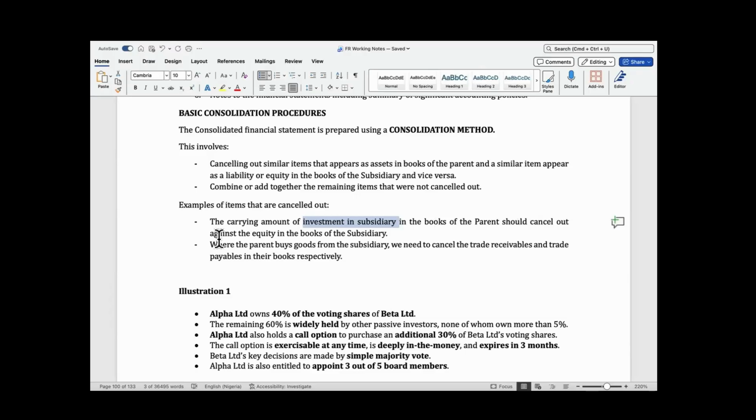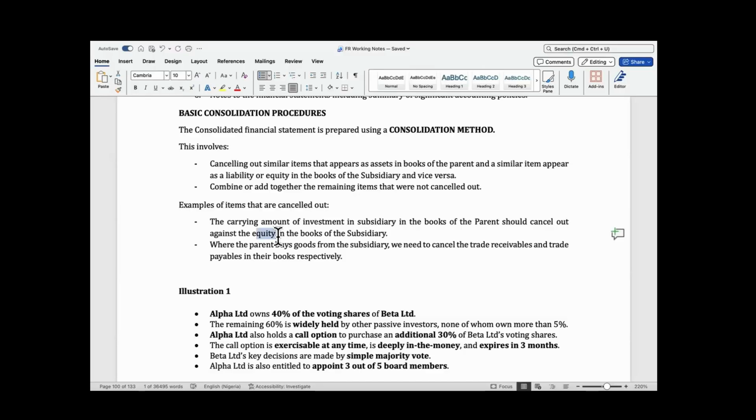So this has to be cancelled out against the equity in the books of the subsidiary because it's the same. Because that investment you are seeing in the books of the parent is represented by equity in the books of the subsidiary because that is the shares the parent bought. What the parent is having as an asset, as investment, the person you bought shares from, he'll be having it as share capital in his own books. When you want to consolidate, you can't consolidate those two items again. They are the same. Cancel them out so that you'll not be carrying the same thing. It will not show as a single economic unit.